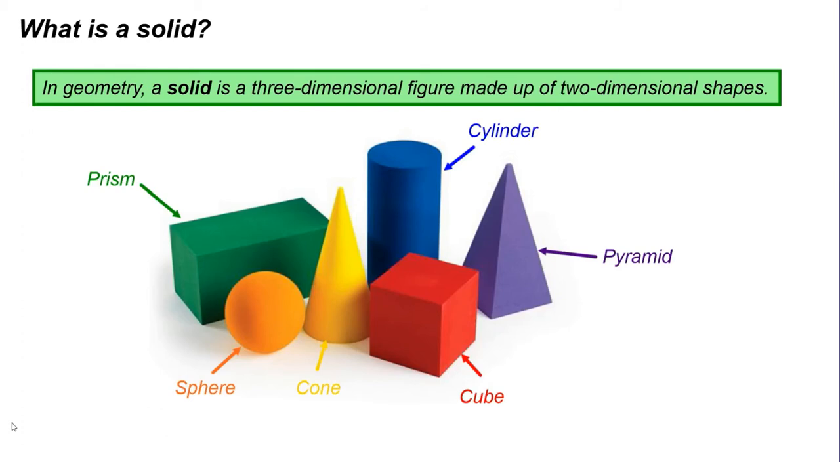So we've been talking about these basic two-dimensional shapes in geometry, and now what we're going to do is assemble them into three-dimensional shapes. And here are the shapes we are going to be discussing. We've got prisms, spheres, cones, cylinders, cubes, and pyramids.